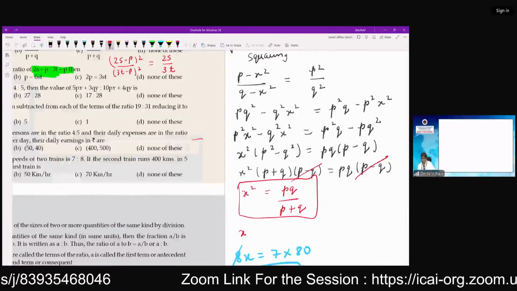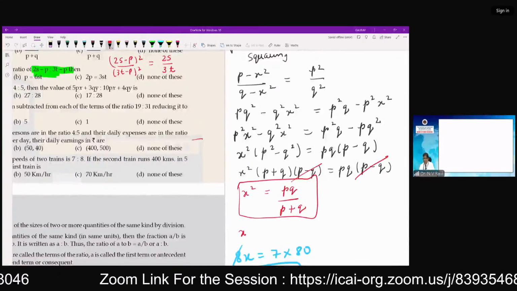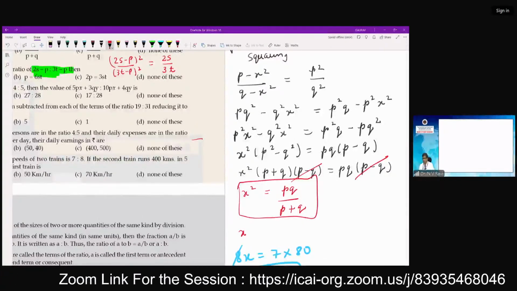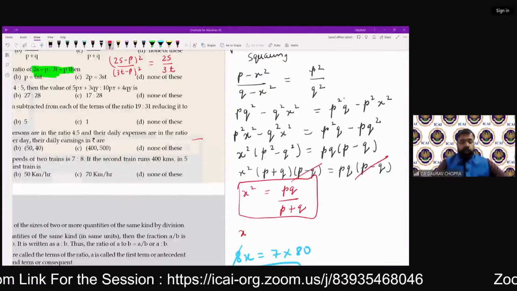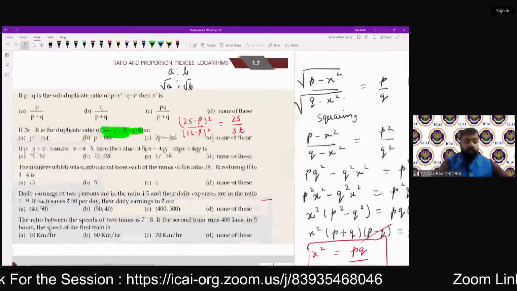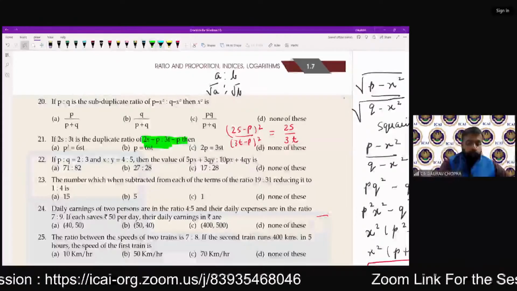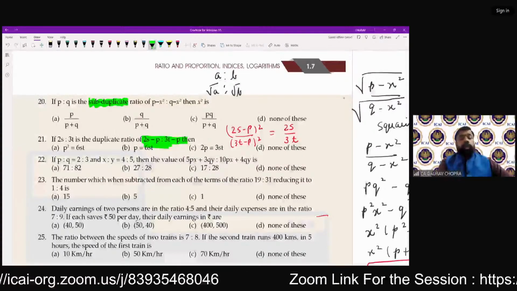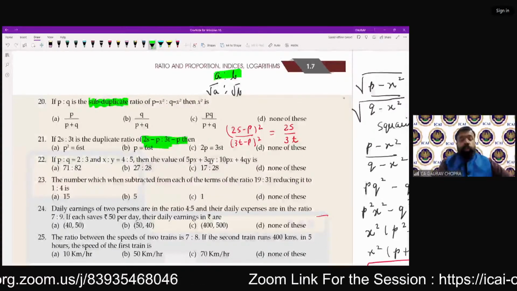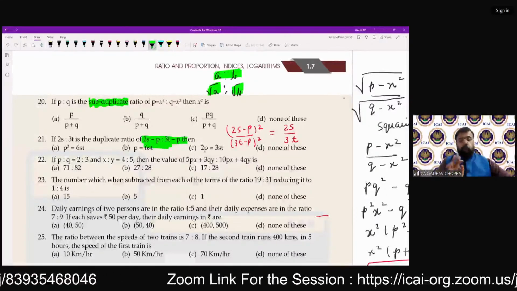Gaurav ji, can you please explain one more time, quickly with the steps only? Sure. Let me explain one more time. The main thing in this question is the subduplicate ratio. Subduplicate means the square root of the given ratio. So let's say if a and b is the given ratio, then its subduplicate will be root a ratio root b.